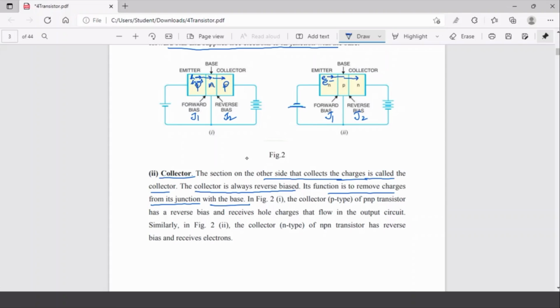So here you can see for a PNP transistor, which has a reverse bias, that means negative is connected here, and for N, a positive should be connected here. So what is it receiving? It is receiving, as a reverse bias, hole charges that flow in the output circuit. It is receiving the holes which are crossing the emitter to base junction and collected at the collector. Similarly, in this particular case, electrons are crossing and it receives the electrons.